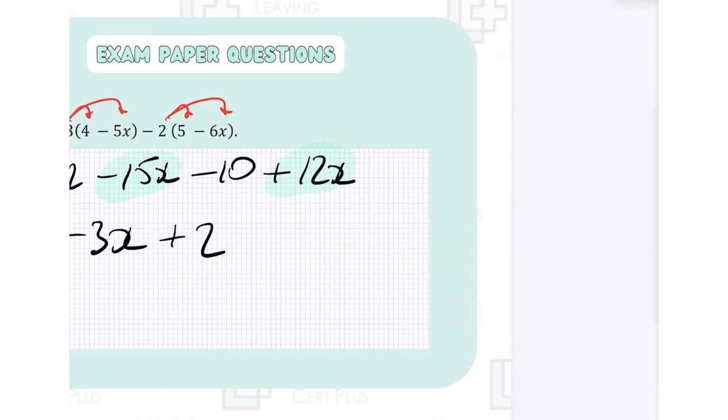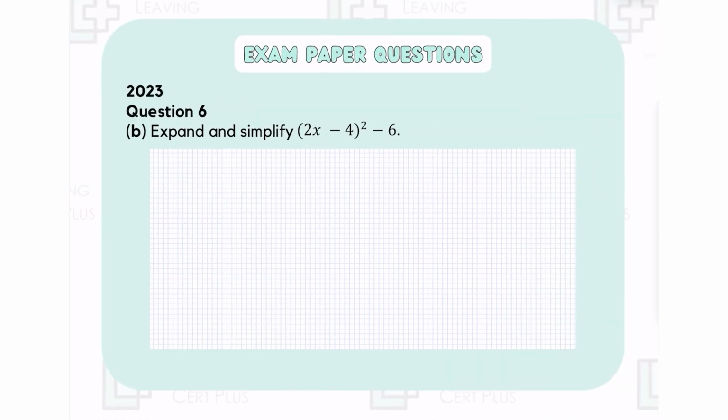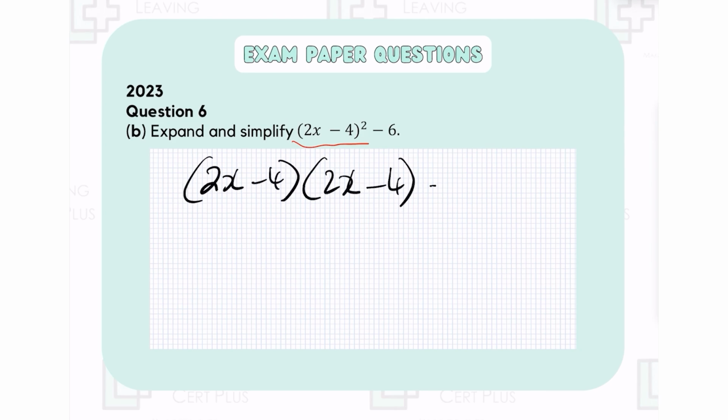We have one more recent exam this time, 2023, question 6. Again, asked to expand and simplify. So let's, first of all, sort out this part here, which is a bracket to be squared. If you look at example number 6, it said write out the brackets twice. That's what we're going to do when we've got a bracket to be squared.